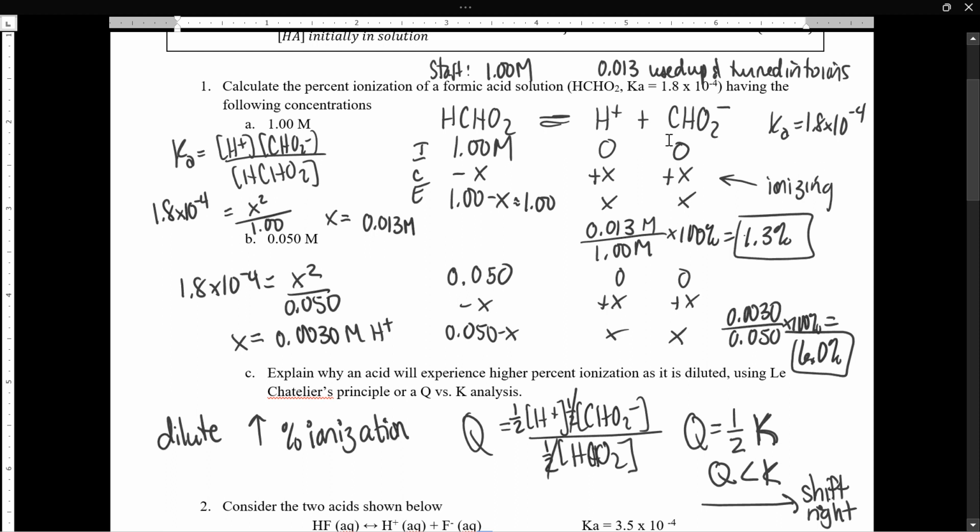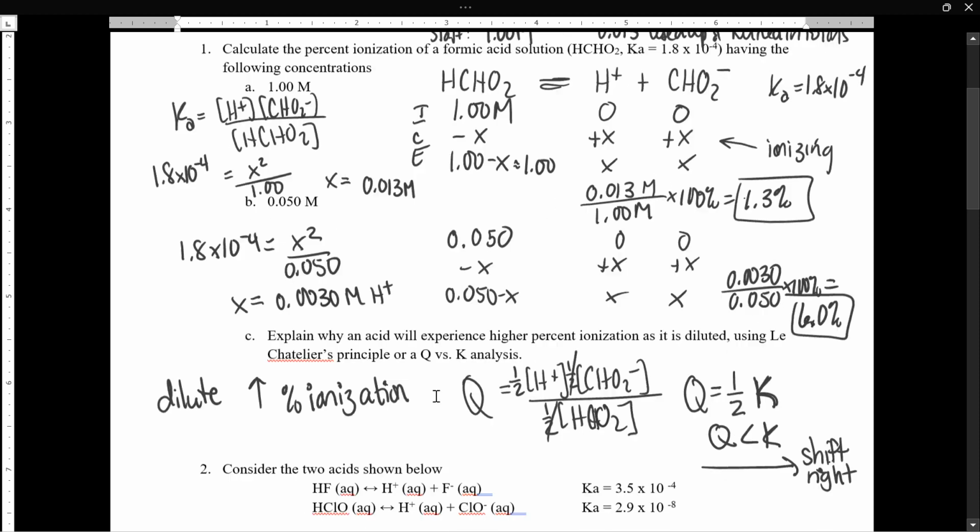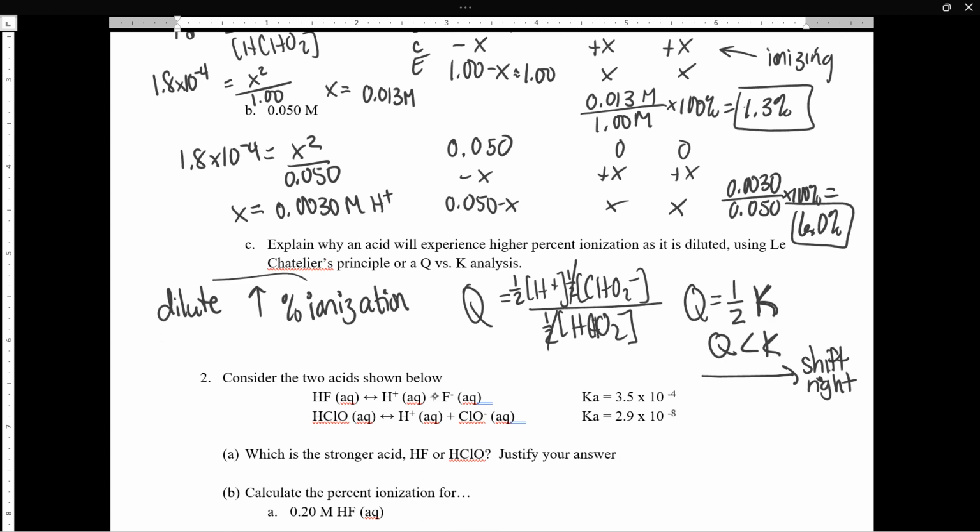And if you look at what my products are, my products are my ions. So if you shift right, that means you're going to produce more ions, which means your percent ionization will be higher for these dilute solutions than it is for the more concentrated ones. So that's kind of explaining the why. Okay, so one variable that affects percent ionization is dilution.